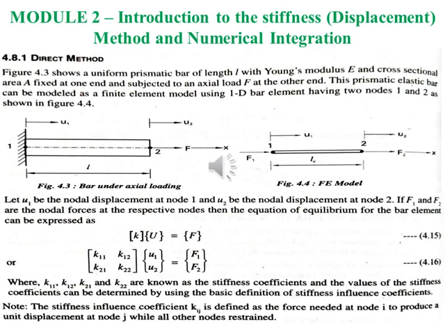So in k11 simply it is the force needed at node 1 to produce a unit displacement at node 1, whereas other nodes are restrained. Similarly k12 means the force needed at node 1 to produce a unit displacement at node 2. So this is the literal meaning of the node numbers k11, k12, k21 and k22.